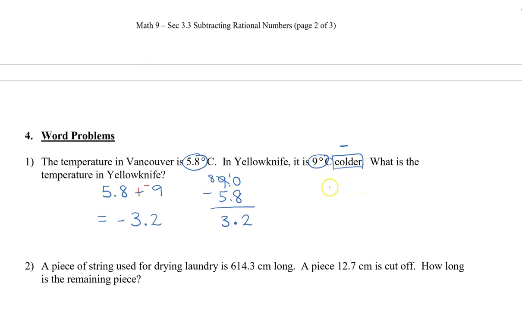So what is the temperature in Yellowknife? We would then say the temperature in Yellowknife is negative 3.2 degrees Celsius. So always remember to answer your question with a sentence. And that's how we do one of our word problems, and you can try the rest on your own.